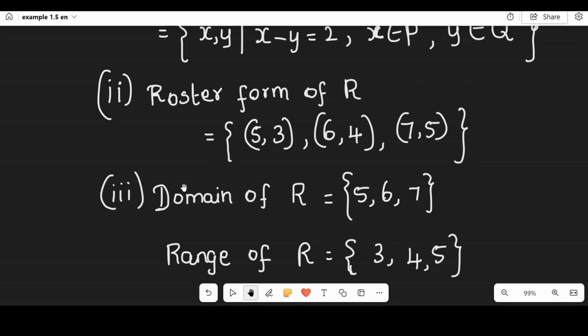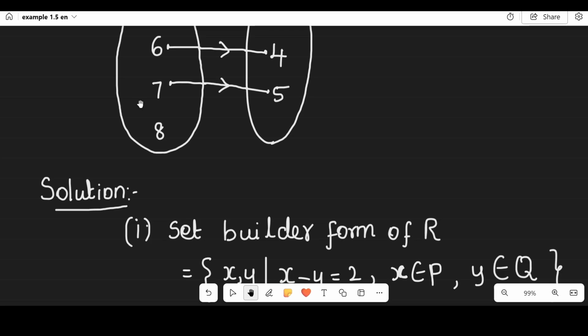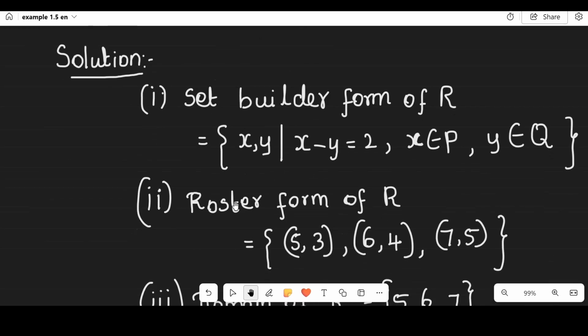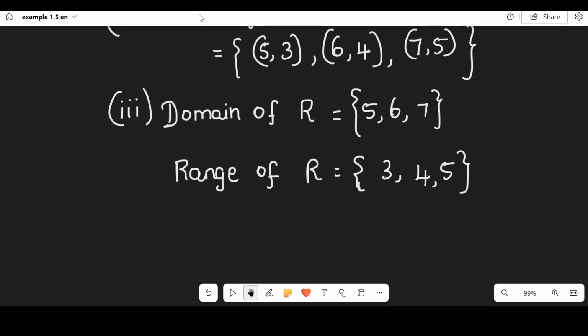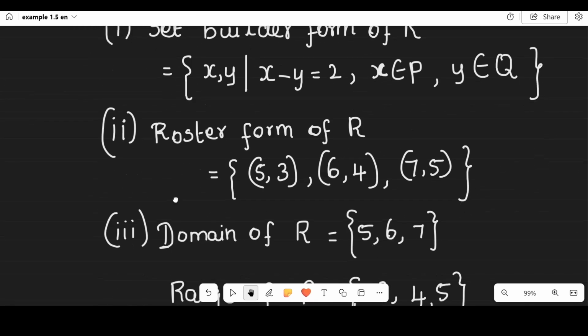And next is domain. What is domain? The first set of elements is the domain, the second set of elements is the range, right? We just discussed this. Domain is nothing but the first set of elements, 5 comma 6 comma 7 comma 8, and the range is the second set of elements, 3 comma 4 comma 5. This is all about domain and range.